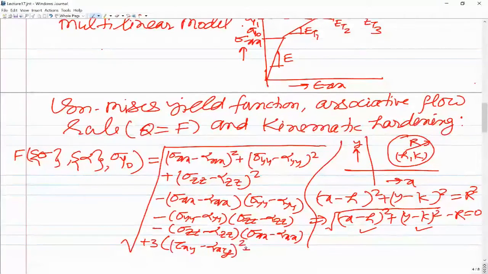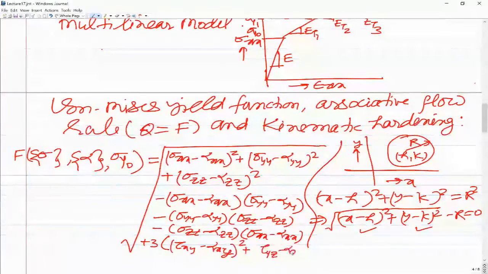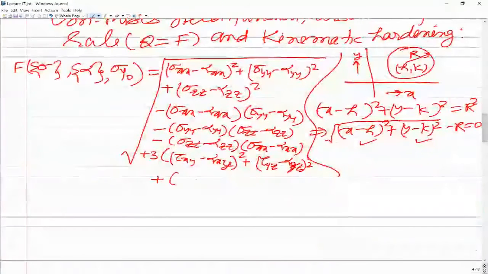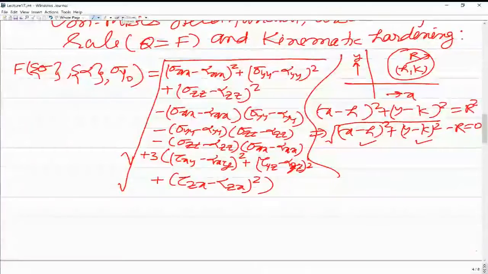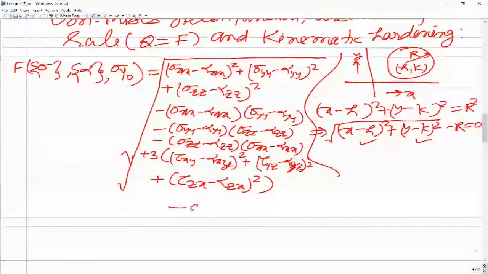plus (tau yz minus alpha yz) square plus (tau zx minus alpha zx) whole square. So this whole thing is inside the square root sign, and then finally we have minus sigma y naught. So that is your yield function in this case.